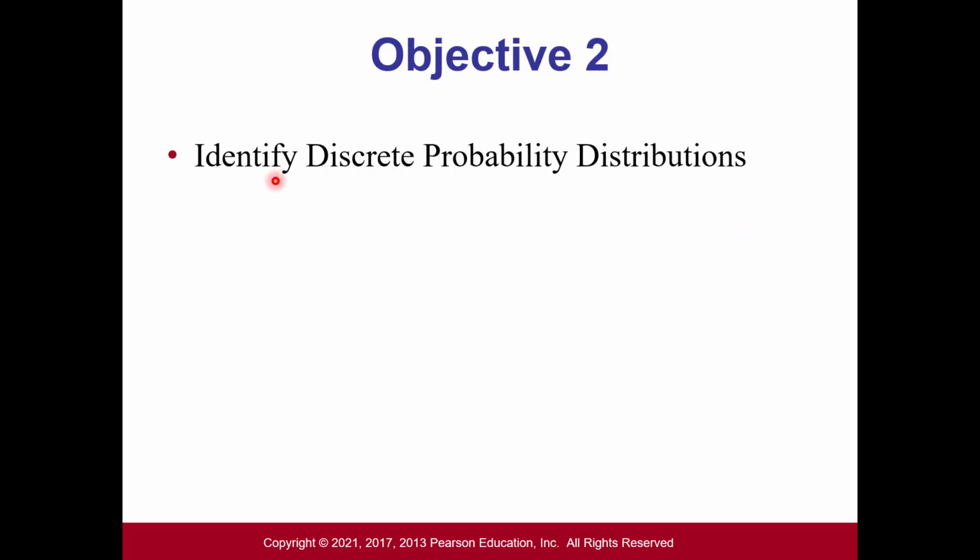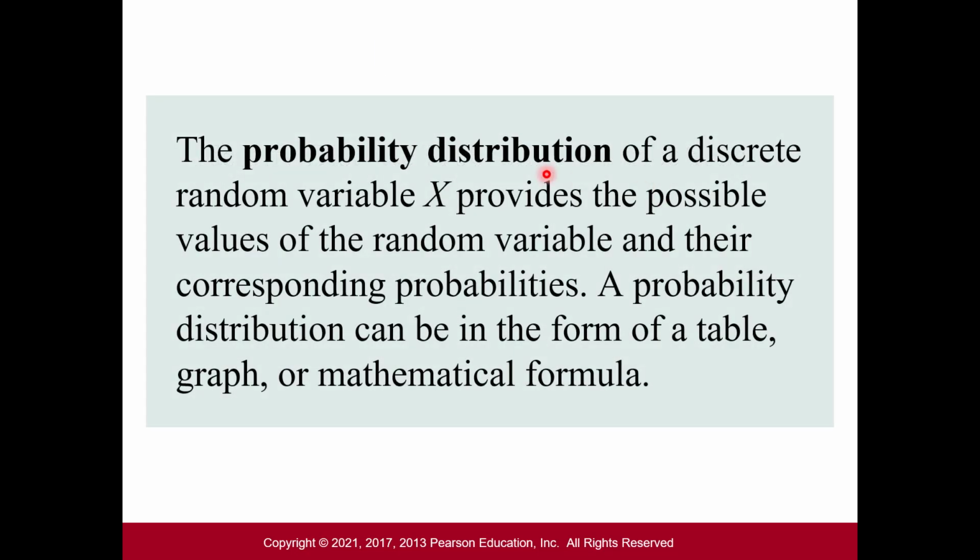So next, let's identify discrete probability distributions. The probability distribution of a discrete random variable, remember we're using X to denote our random variable, provides the possible values of the random variable and their corresponding probabilities. So a probability distribution can be in the form of a table, a graph, or a formula.